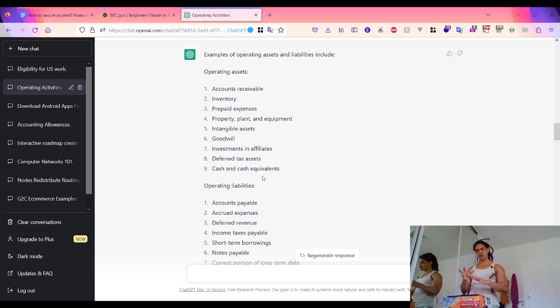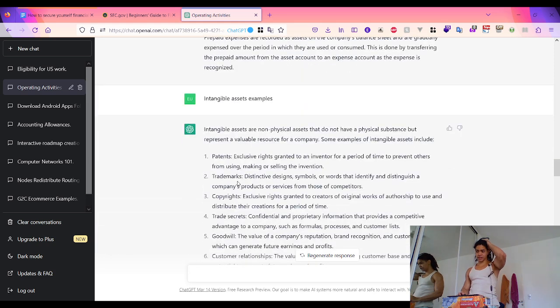intangible assets, where here we now enter in the realm of a very interesting use case, or examples, right? So intangible assets, as their name suggests, are things that a company cannot touch, but that has value. So, such as patents that are exclusive rights granted to the inventor for a period of time, so no one else can use, make, or sell that invention.